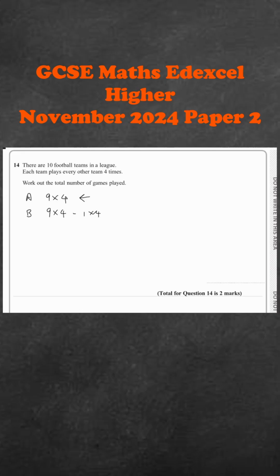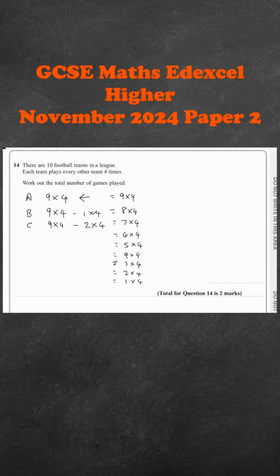Team C, 9 times 4, minus 2 times 4, because all the games they're going to play against Team B are already included, and the games they're going to play against Team A are already included. So this will be 9 times 4, this will be 8 times 4, this will be 7 times 4, and so on. So D will have 6 times 4, 5 times 4 for E, 4 times 4 for F, 3 times 4 for G, 2 times 4 for H, and 1 times 4 for Team I.